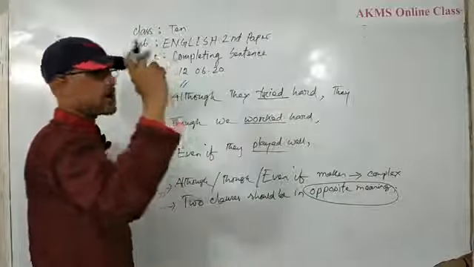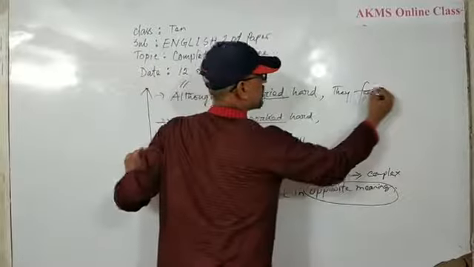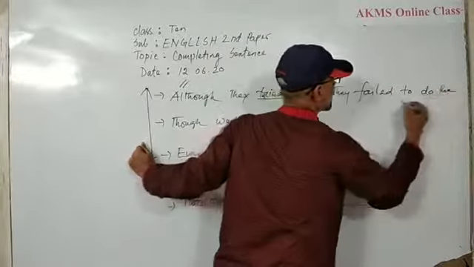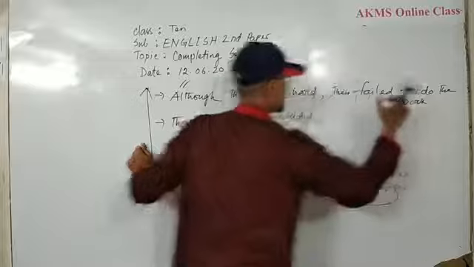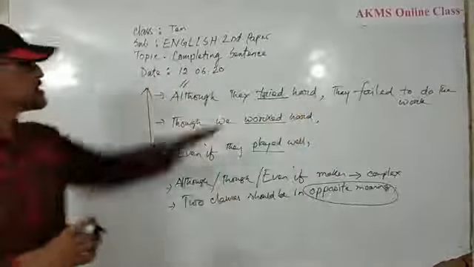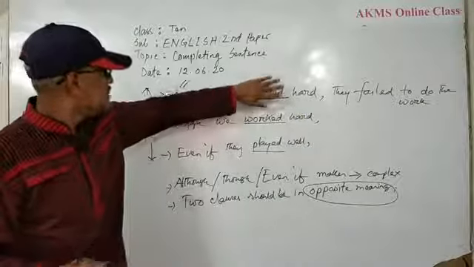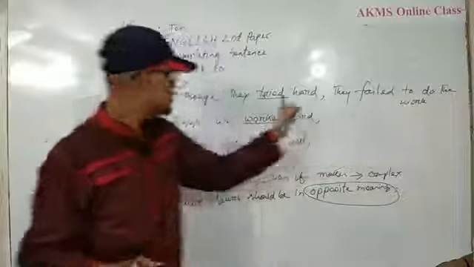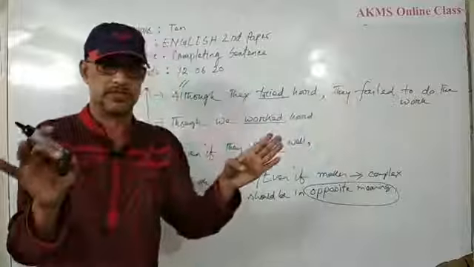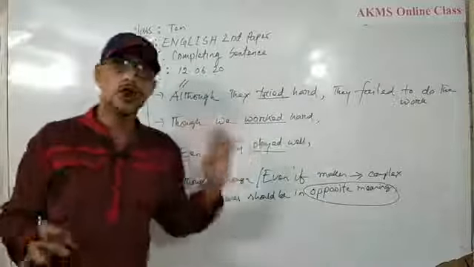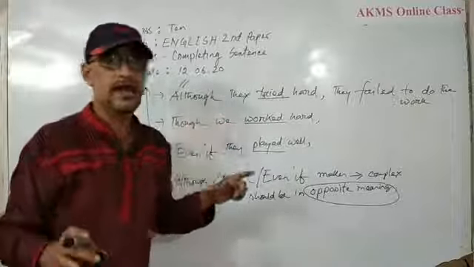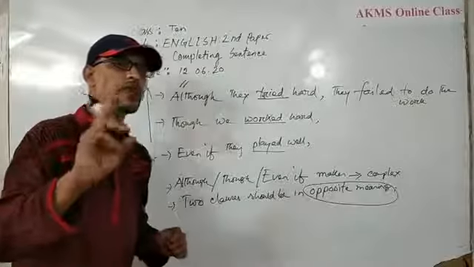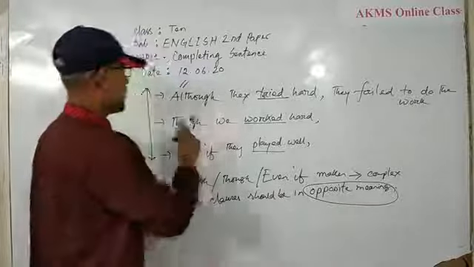Although they tried hard, they failed to do the work. They failed to do the work. They tried hard. For that reason, they should do the work, but they failed to do the work. So the meaning is opposite. Though, although, or even if always combine two clauses of opposite meaning, but the tense will be the same.